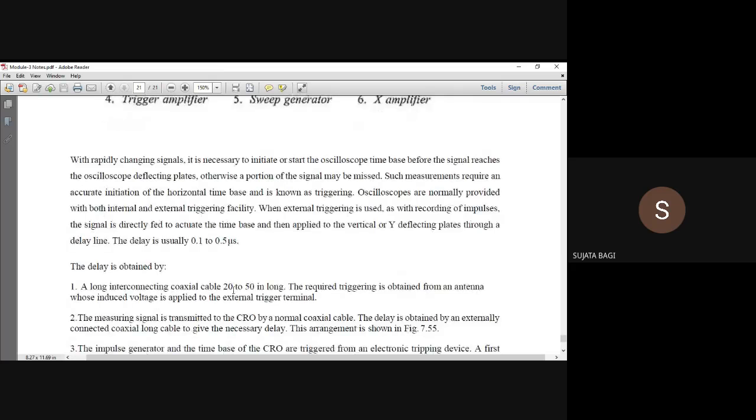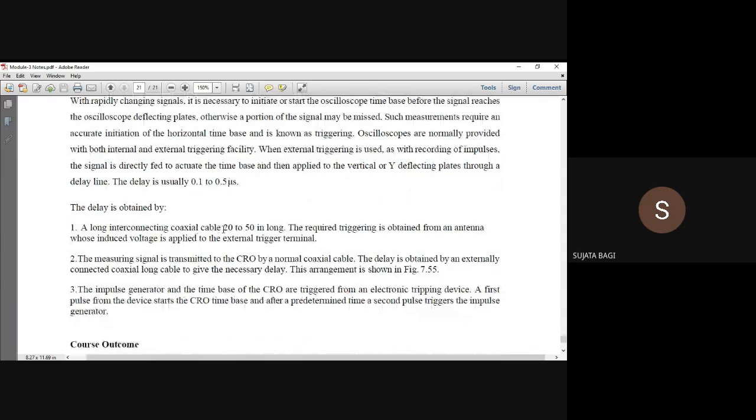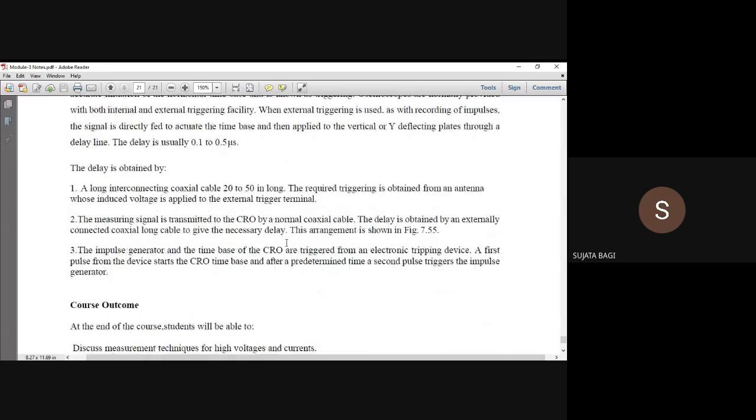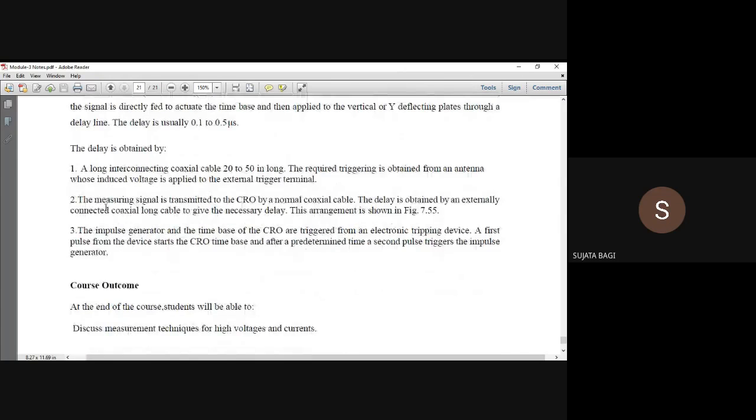The delay we are obtaining here depends upon the long interconnecting coaxial cable, 20 to 50 meters in length, and the required triggering comes from an antenna which induces a voltage applied to an external triggering terminal. Whatever measuring signal we apply to the CRO is transmitted by a normal coaxial cable. Whatever signal you want to transmit, you have to transmit through coaxial cable. The delay is obtained by the external long connecting coaxial cable, and the necessary arrangement has to be done as they have done in this system.